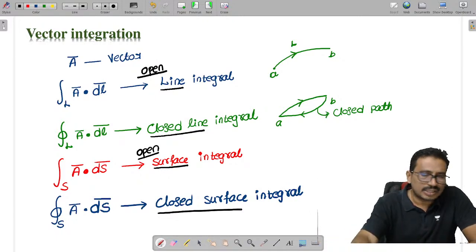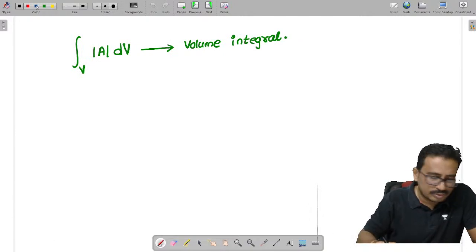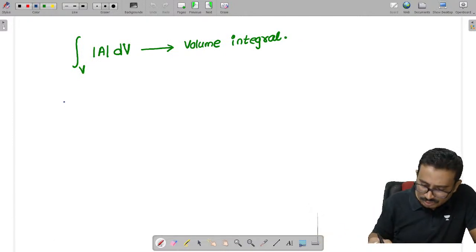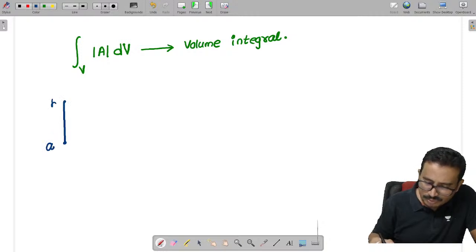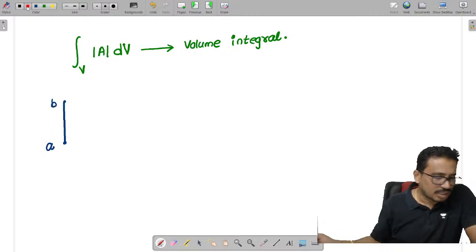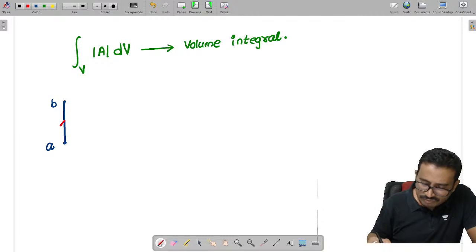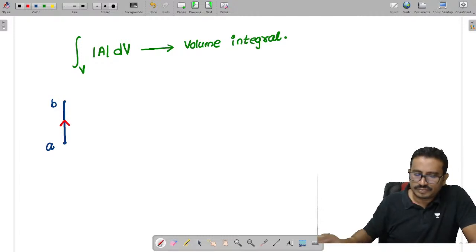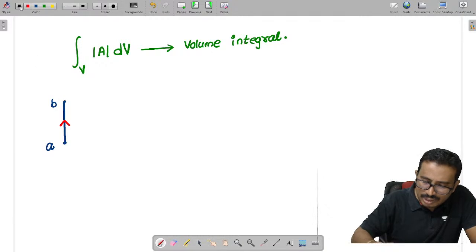Okay. Now let us understand what is meant by line and what is meant by closed line. Let us consider all these terms are defined with respect to the path of integration. Let us call this point A and this point B. I want to find the integration of one vector from A to B. So this is called a line.